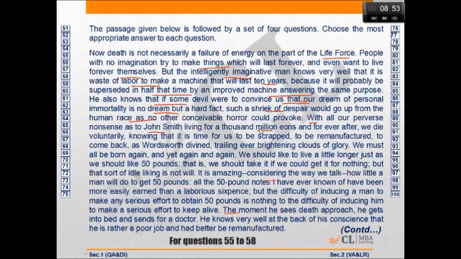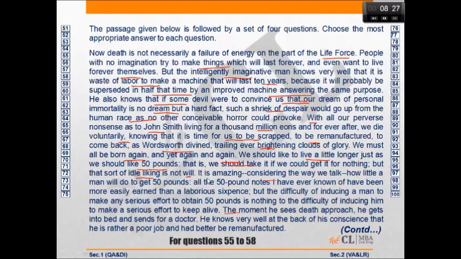With all our perverse nonsense, as to John Smith living for 1,000 million eons and ever after, we die voluntarily, knowing that it is time for us to be scrapped, to be remanufactured, to come back as Wordsworth divined, trailing ever brightening clouds of glory. We must all be born again, and yet again and again. We should like to live a little longer, just as we should like 50 pounds. That is, we should take it if we could get it for nothing, but the sort of idle liking is not well.